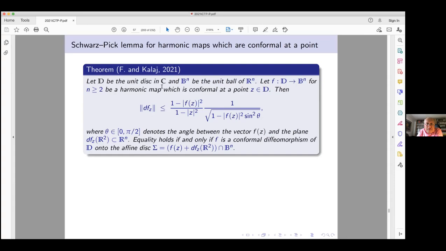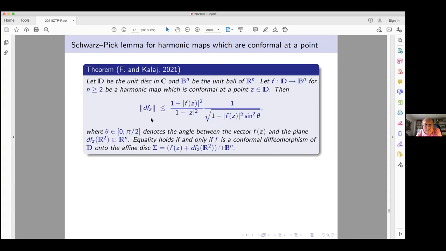Let D be the unit disk in C, and B^n be the unit ball in R^n, and n is at least 2. I'm considering a harmonic map from the disk to the ball. Harmonic map means that each component is a harmonic function. And I'm assuming that this harmonic map is conformal at one given point, z. It doesn't have to be conformal everywhere, just at this point. Conformal means angle preserving there, right?